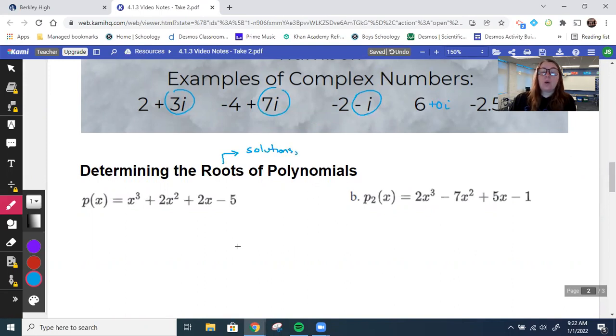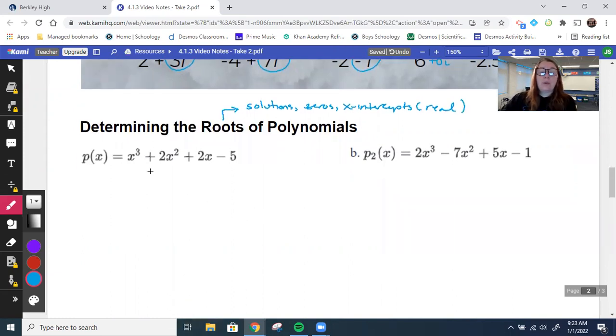And the solutions are what x values make the y value 0. So sometimes they're also called zeros, and your real solutions are x-intercepts. So they also show up in your graph as x-intercepts if they're real numbers. All right, so determine the roots.